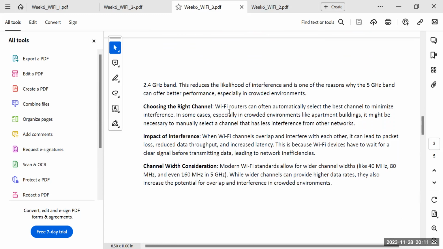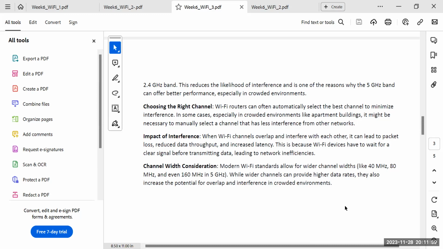So choosing the right channel: the Wi-Fi router can often automatically select the best channel to minimize interference. In some cases, especially in crowded environments like apartment buildings, it might be necessary to manually select a channel that has less interference from other networks. Usually we don't care about this, as the channel is automatically assigned by the access point. When Wi-Fi channels overlap and interfere with each other, it can lead to packet loss, reduced data throughput, and increased latency. This is because Wi-Fi devices have to wait for a clear signal before transmitting data, leading to network inefficiencies.